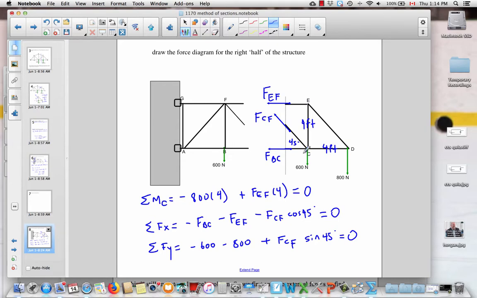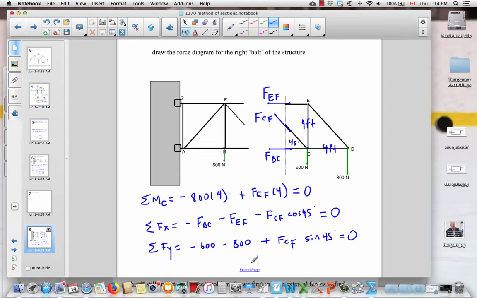Okay, so 4 feet, 4 feet. Hopefully you realized that point C was the best place to take moments, because then there are 1, 2, 3 forces whose line of action passes through C, and there's no moment. So then you just have the weight at D, and then the EF internal tensile force giving you a moment. So there's your moment equation, and then X and Y forces sum to 0.